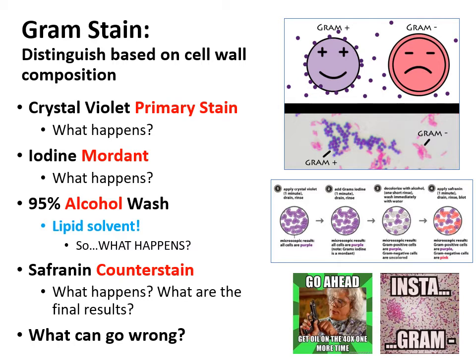Now you have to ask yourself, what are some things that can go wrong? And what would the cells look like if any of these errors happen? This you'll have to practice in lab and in lecture. So on the next slide, I'll give you a little practice.